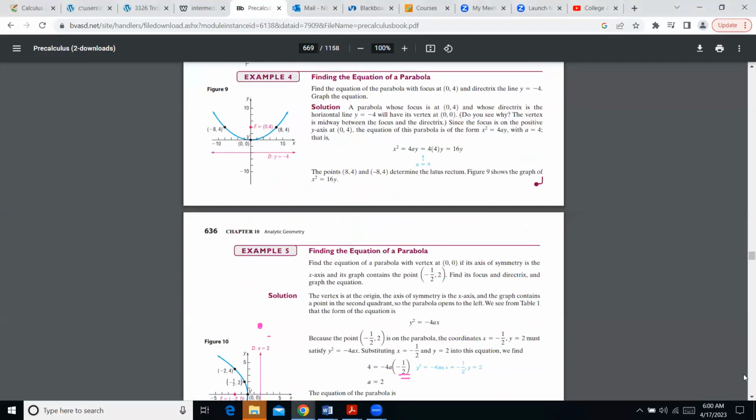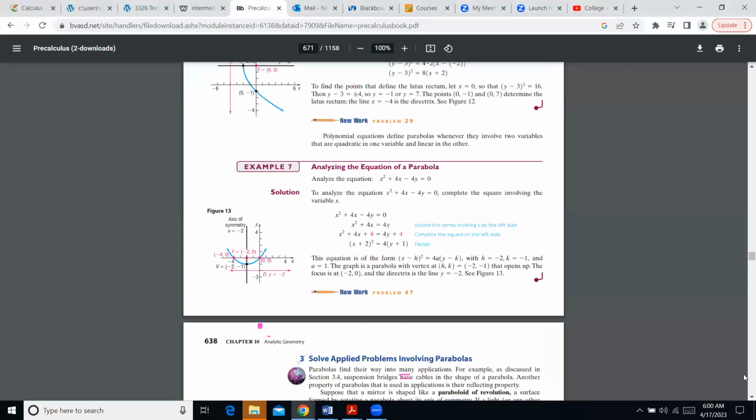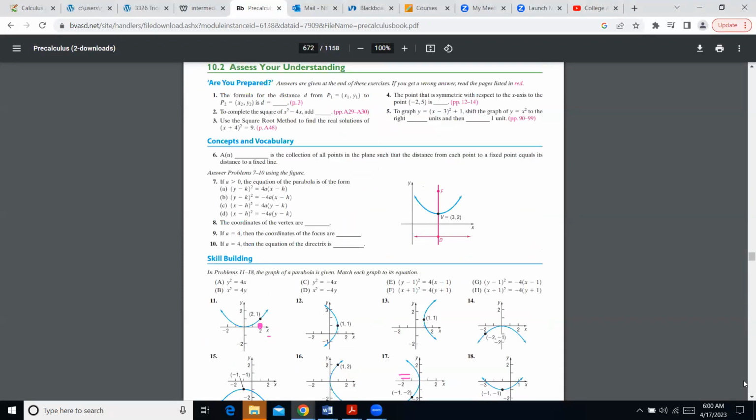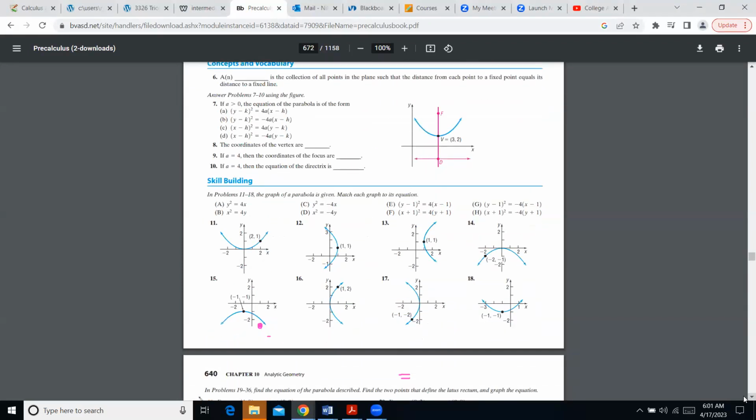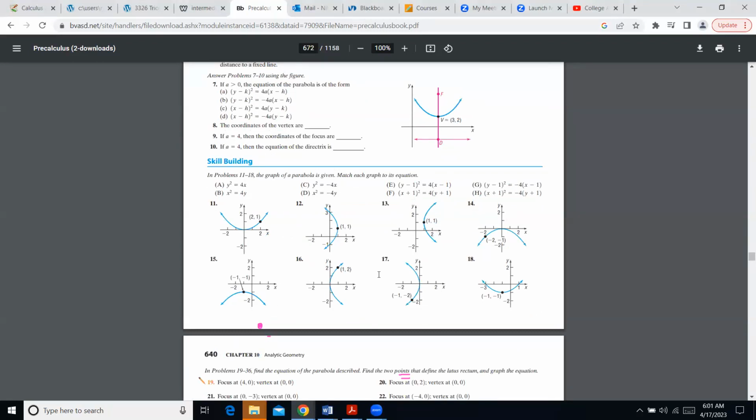We also had a quiz. Let's see what problem that was. Is it part B? Something like that? Please correct me if I'm wrong. I think it was part B that we had for the quiz.